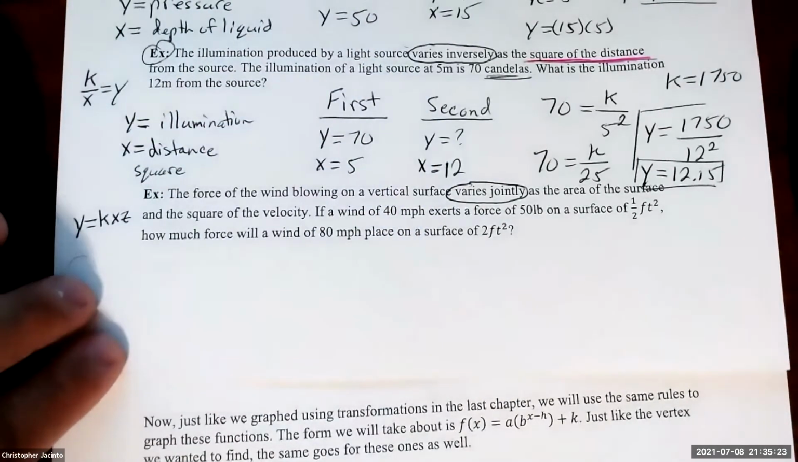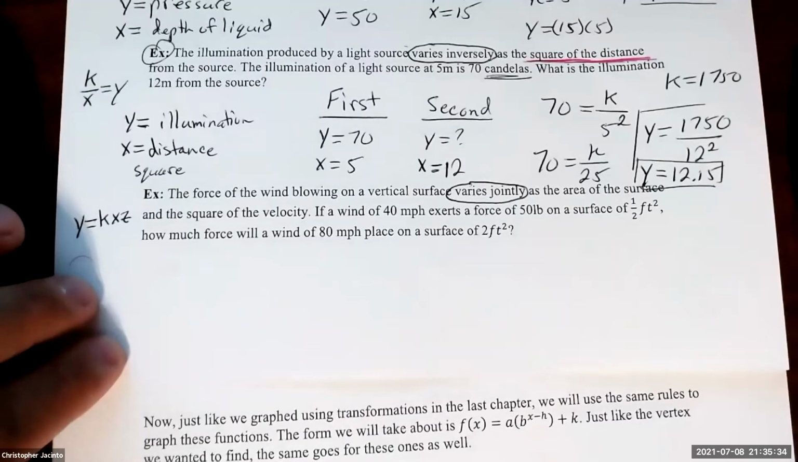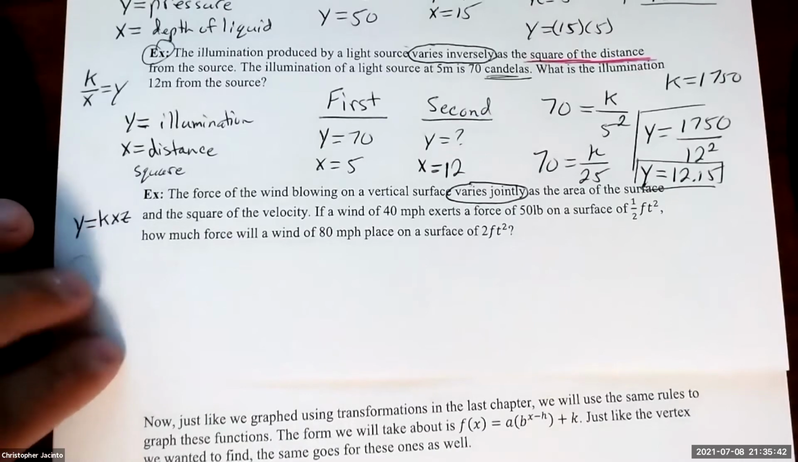So we knew that. All right. If a wind of 40 miles per hour exerts a force of 50 pounds on a surface of 1/2 feet squared, how much force will a wind of 80 miles per hour place on a surface of 2 feet squared? All right, what in the world's happening here, right?